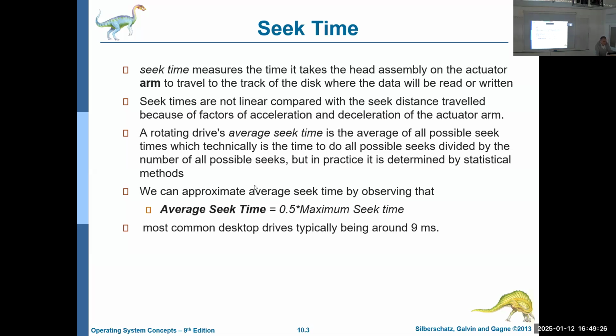We can approximate the average seek time by observing that the average seek time equals half the maximum seek time, even though it's not really correct, because of what I said: it's not linear. The maximum seek time would be the time it takes to get from track 0 to, let's say, track 20, the furthermost track, or track 100. That would be the longest seek time. So I say the average will be half of that. It's not exactly right, because of startup and slow down times.